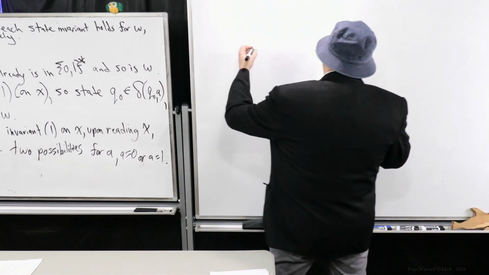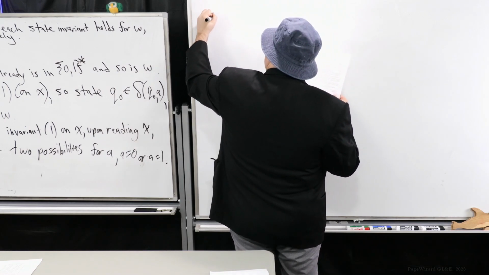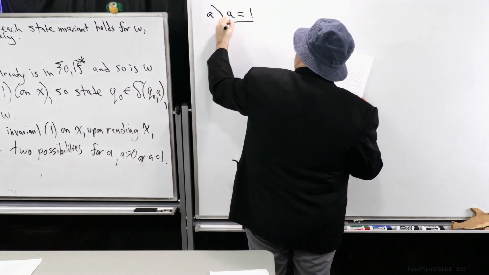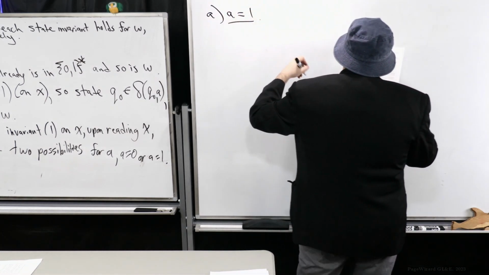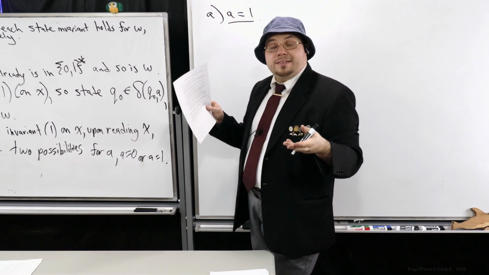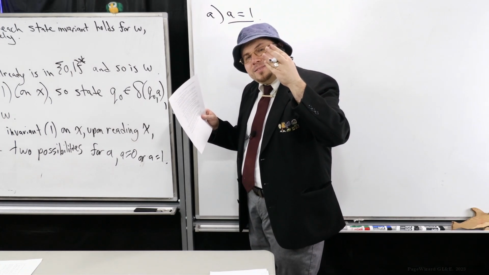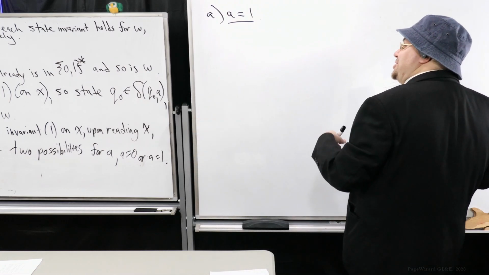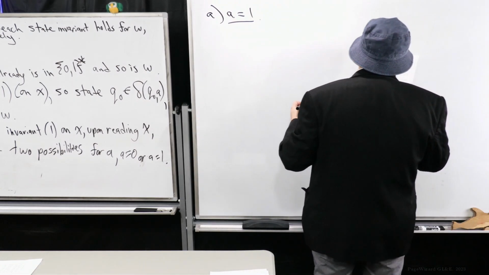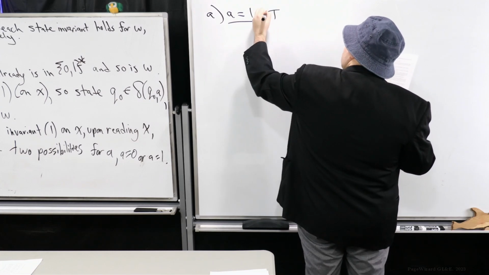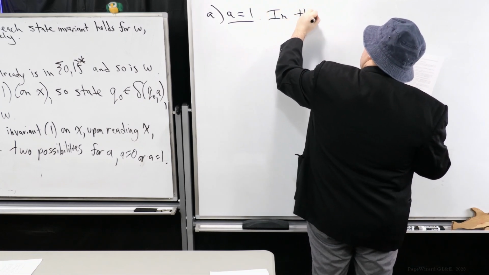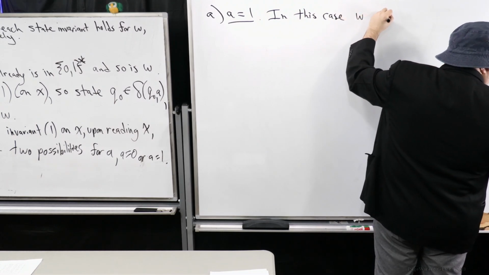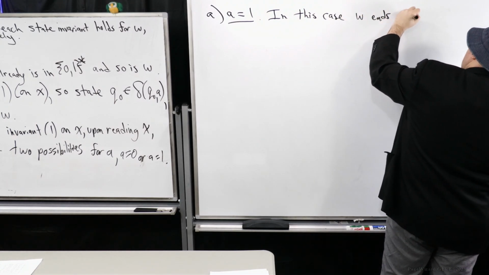So we're going to call this one case A, where A is equal to 1. Well, what can we say about the string in this case? Well, W has to end with a 1, right? So in this case, it most certainly should be in Q1 when we're done reading W. In this case, W ends with 1.